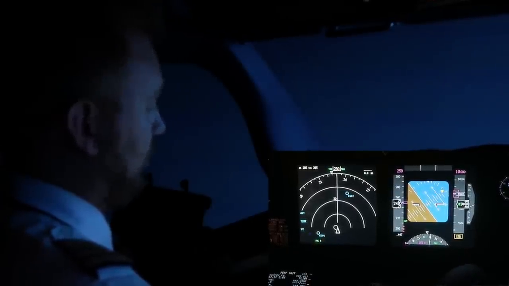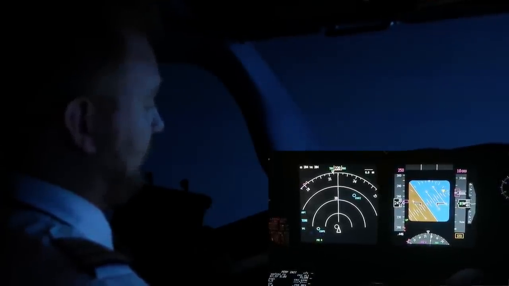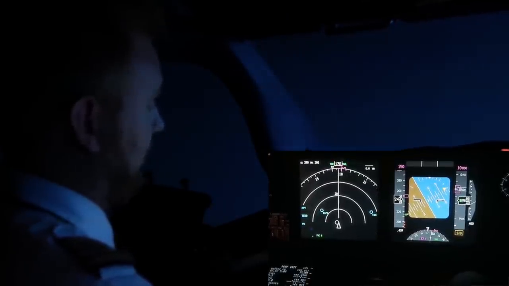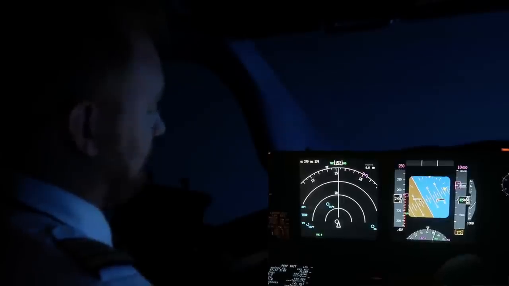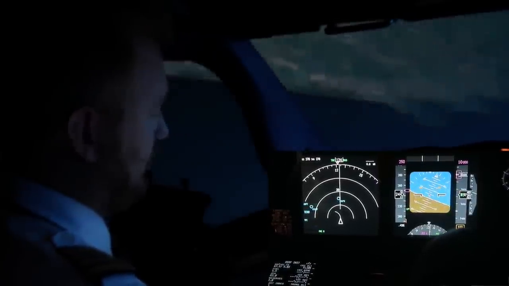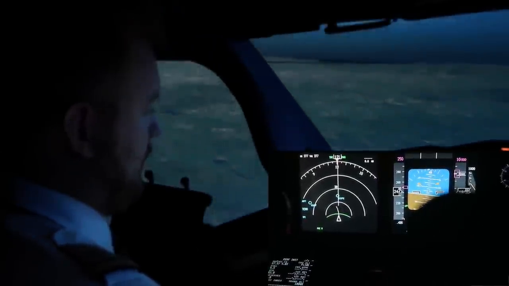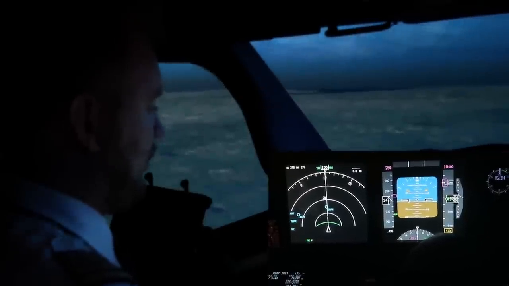Bank angle. Now here we need a significant amount of back pressure. And as you can see at the bottom of the speed indicator there, we're starting to see the barber's poles. Bank angle. I'll go through 180 degrees just to continue to show you. Go all the way up to 60 degrees. And as you can see, as I'm increasing now, the aircraft stalls. We roll out of the bank and stabilize the aircraft again.